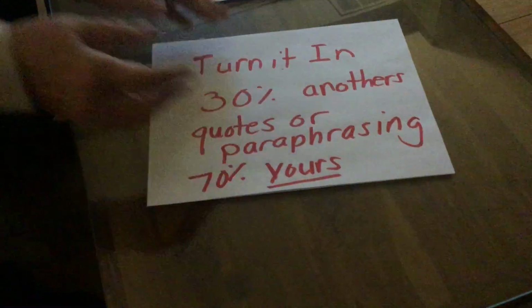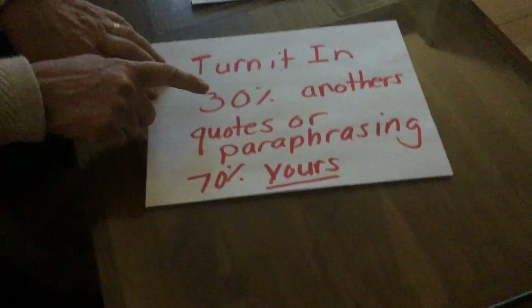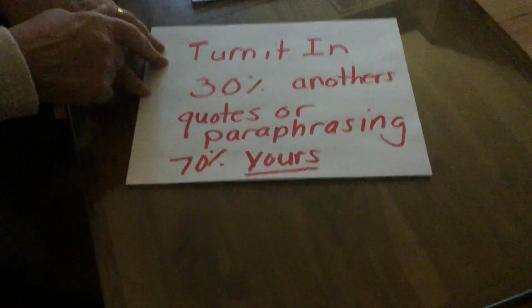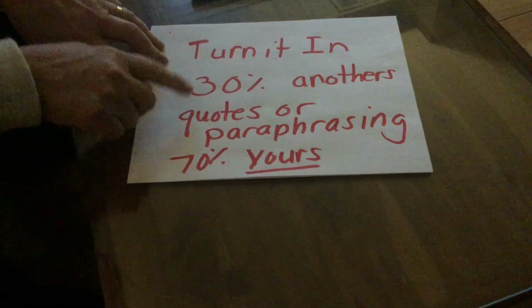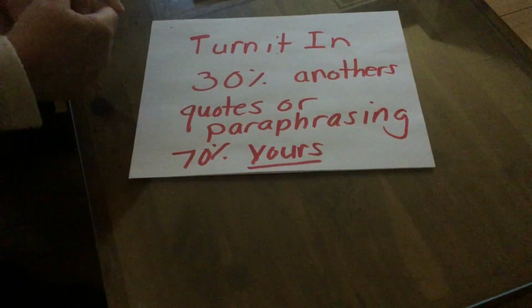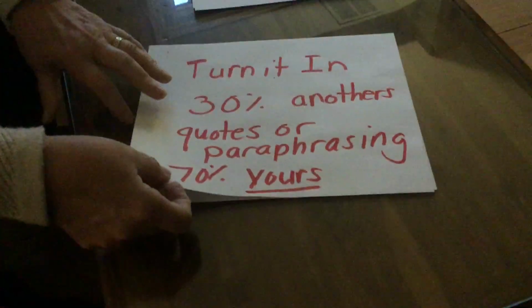Also remember, Turnitin will be activated so you can check to see that no more than 30% of your paper is made up of quotes and/or paraphrasing. If you have more than 30%, you need to go back and take some quotes or paraphrases out. 70% of the paper needs to be your writing, your analysis.